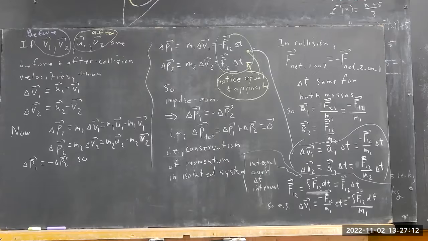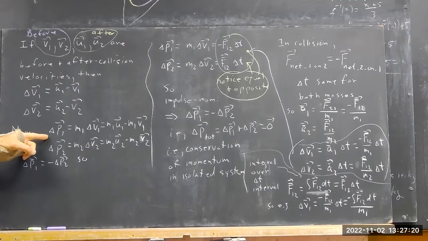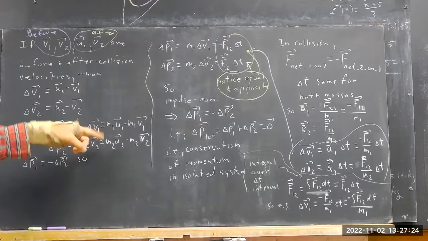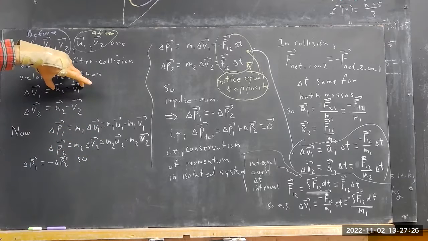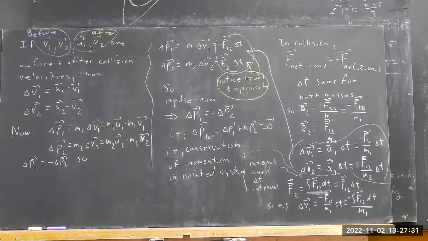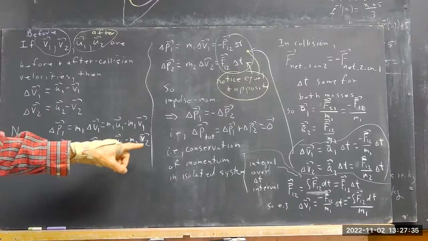Okay, everybody did a good job of writing this down. So you understand what we're going to say here. The delta P1 is M1 delta V1, and that turns out to be M1 times this quantity. You distribute through by the M1, you get M1 U1 minus M1 V1. And delta P2 similarly is M2 U2 minus M2 V2.